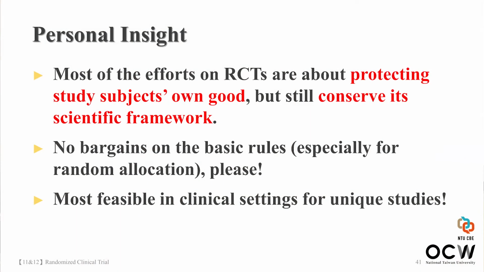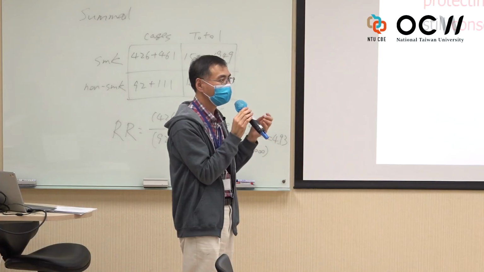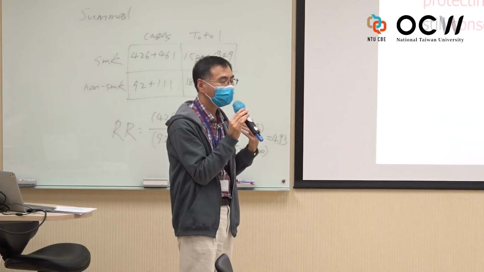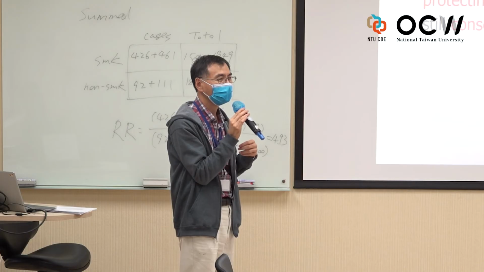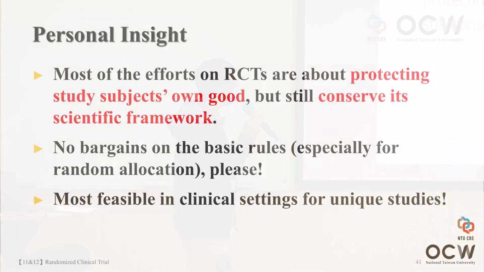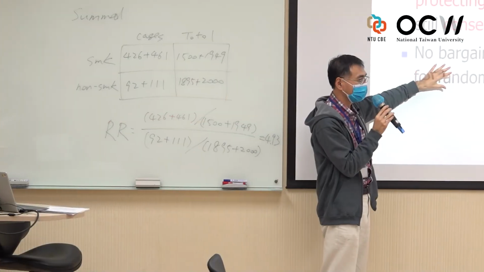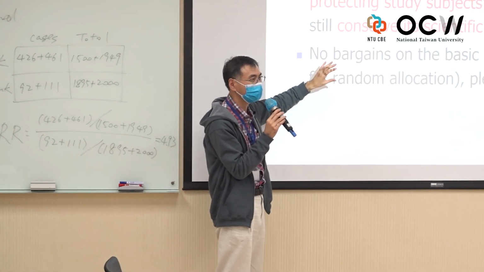Okay, personal insight. The first one, most of the effort of RCT is about protecting study subjects' own good, because it's very important to think about the people's benefit. The purpose of research is to take good care of people, not to harm them, right? But still need to maintain the scientific framework, especially the randomization. And no bargains on the basic rules, especially random allocation, please. That's the spirit or the essential foundation for randomized controlled trial.